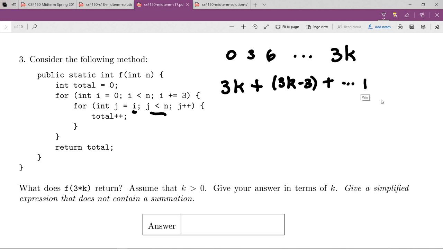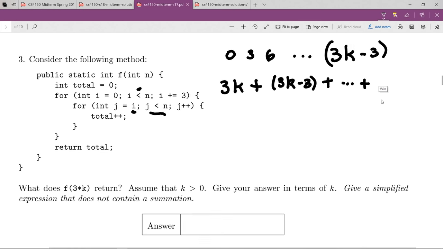And how many is done on the last one? 3k minus 3k, so. Last one, yeah. So the last one, I is going to be... Oh, I got this wrong here. Why is the last I 3k minus 3, not 3k? It's because of this less than right here. So the last one, we're going to be at 3k minus 3, and we're going to count up to less than n, so that's going to be 3. Okay, did I get that right?